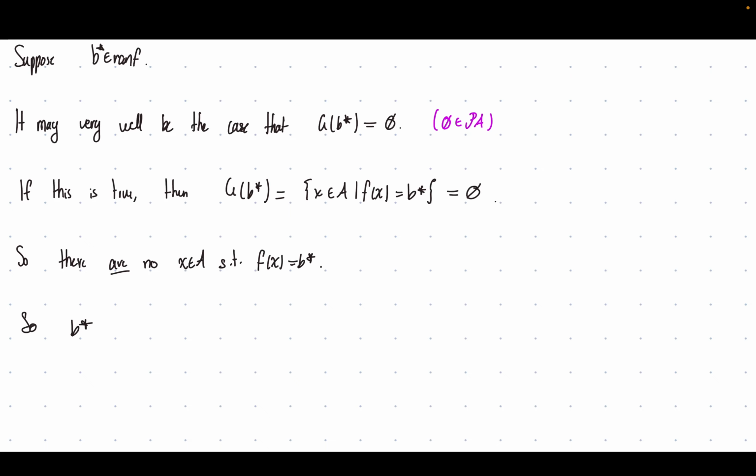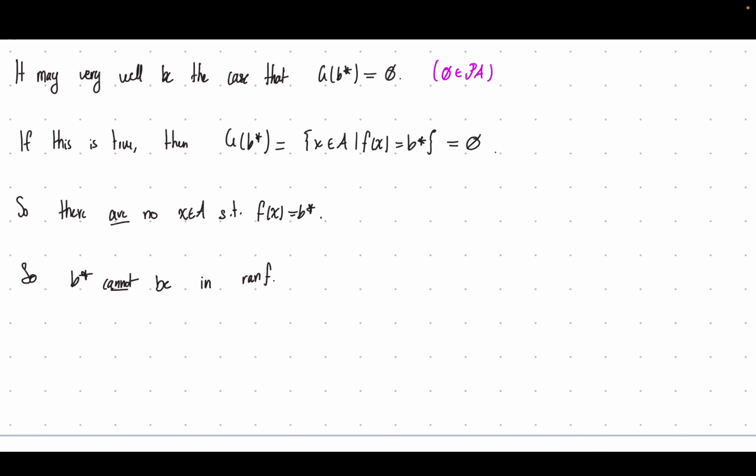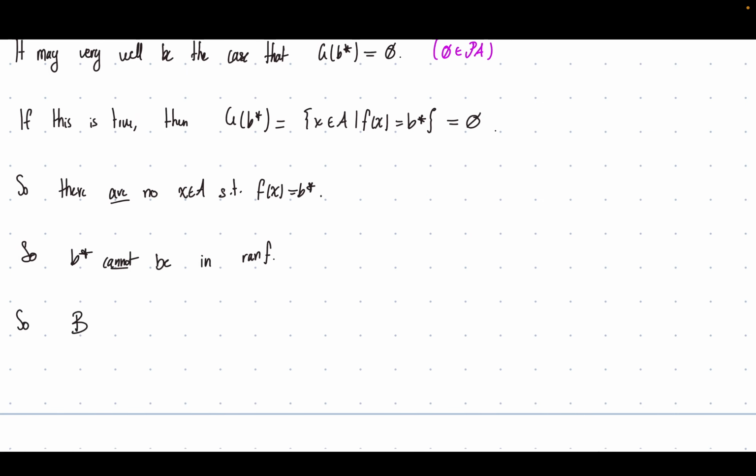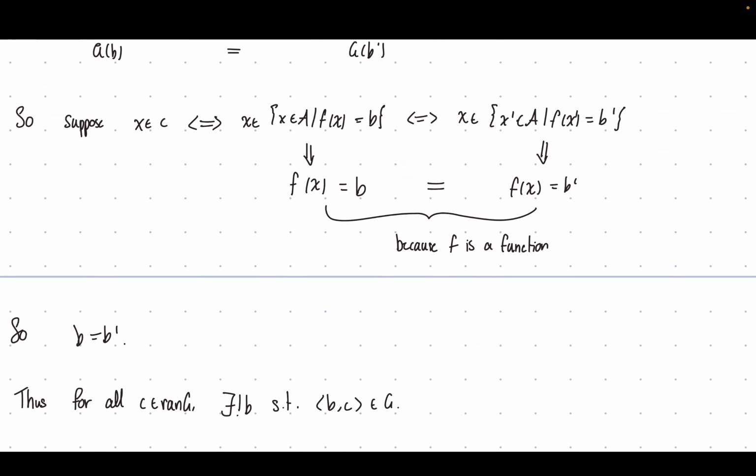So b star cannot be in the range of f. So B is not necessarily a subset of the range of f. And thus the converse does not hold. And there you have it.